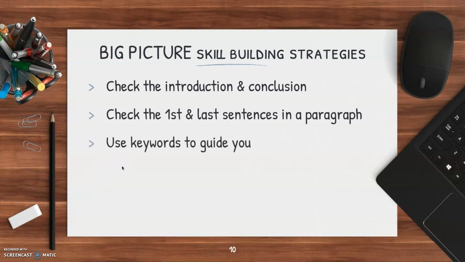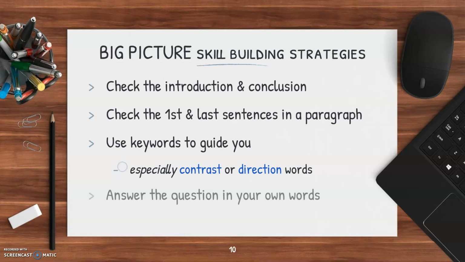Our third strategy is to use keywords to guide us. Now, we might think about keywords as big picture topics that are referenced often in the passage, but we especially want to pay attention to contrast words or direction words that give us hints about the author's perspective.